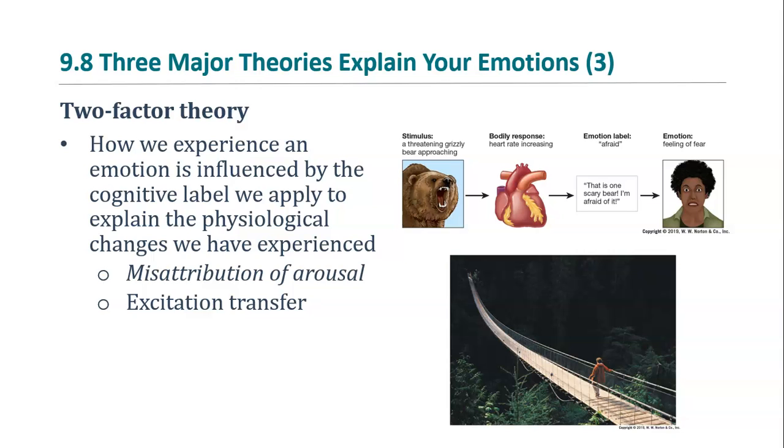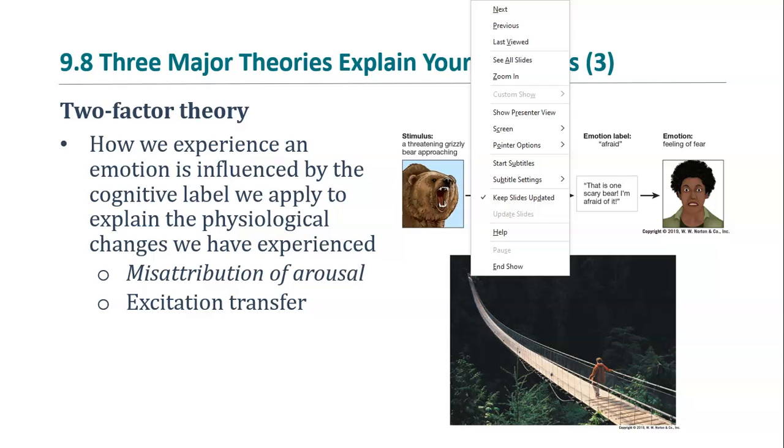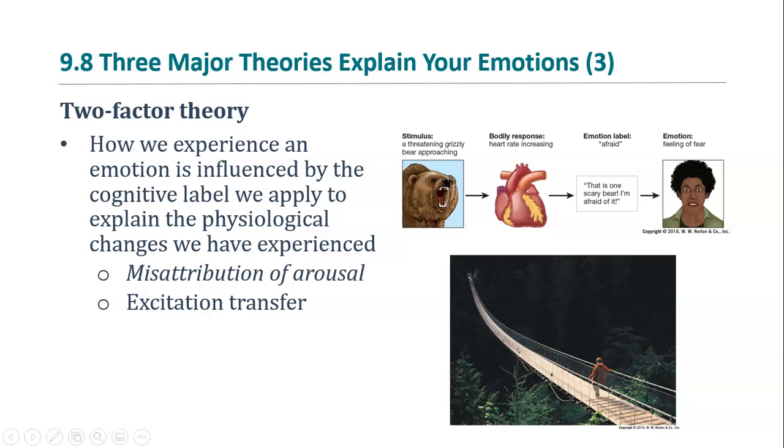So one test of this involved what's called misattribution of arousal. You can see in the figure at the bottom there. This is a recreation of part of the experiment. Researchers stationed an attractive female research assistant on one of two bridges, one of which was a swinging bridge like this, and another was a more stable bridge that didn't move.